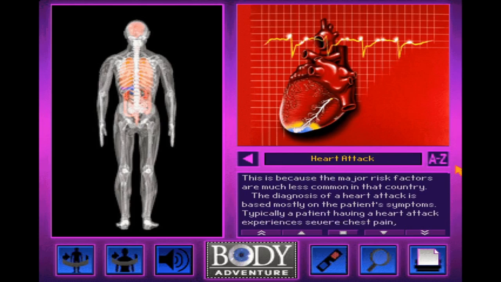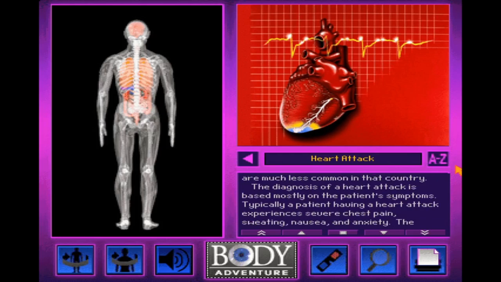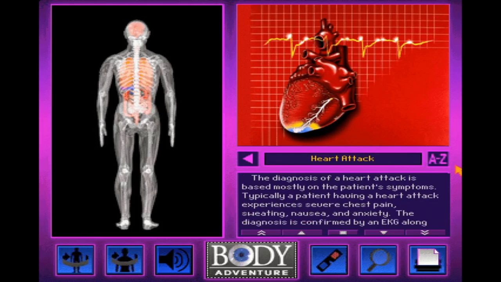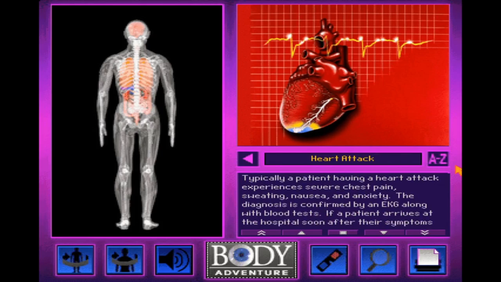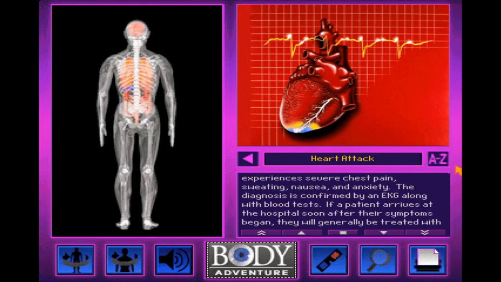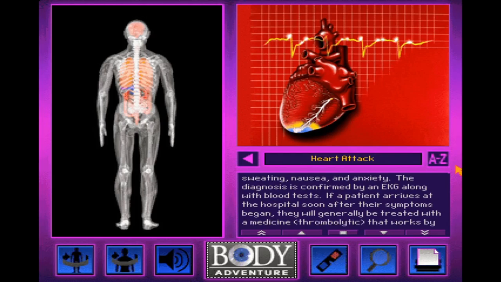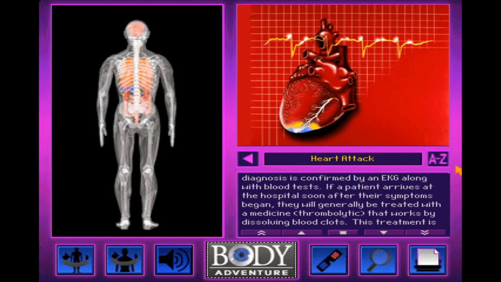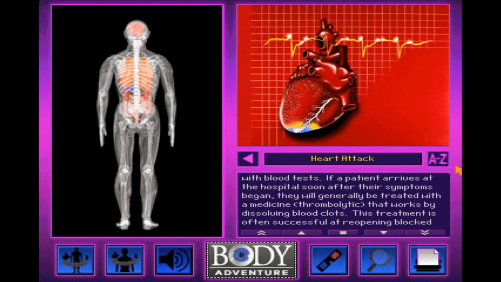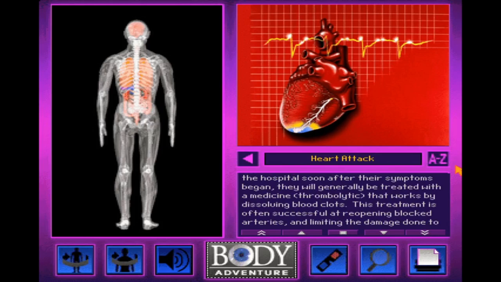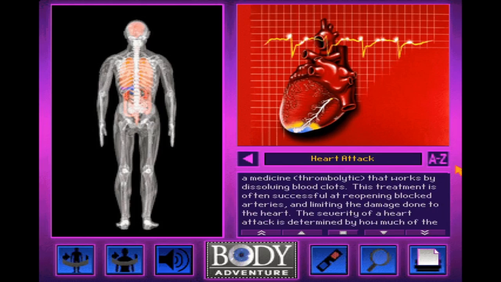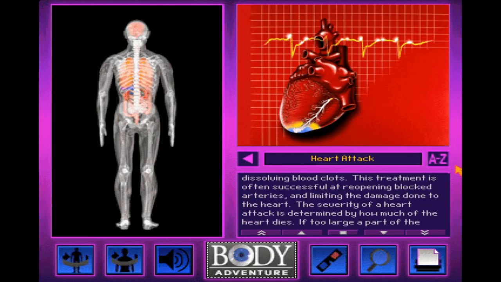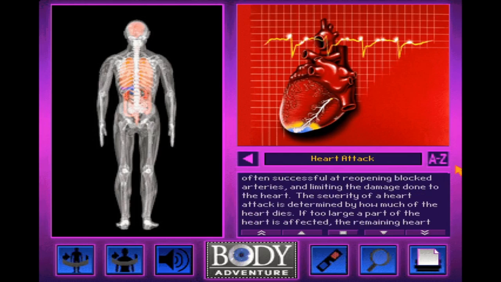The diagnosis of a heart attack is based mostly on the patient's symptoms. Typically, a patient having a heart attack experiences severe chest pain, sweating, nausea, and anxiety. The diagnosis is confirmed by an EKG, along with blood tests. If a patient arrives at the hospital soon after their symptoms began, they will generally be treated with a medicine, a thrombolytic, that works by dissolving blood clots. This treatment is often successful at reopening blocked arteries and limiting the damage done to the heart.